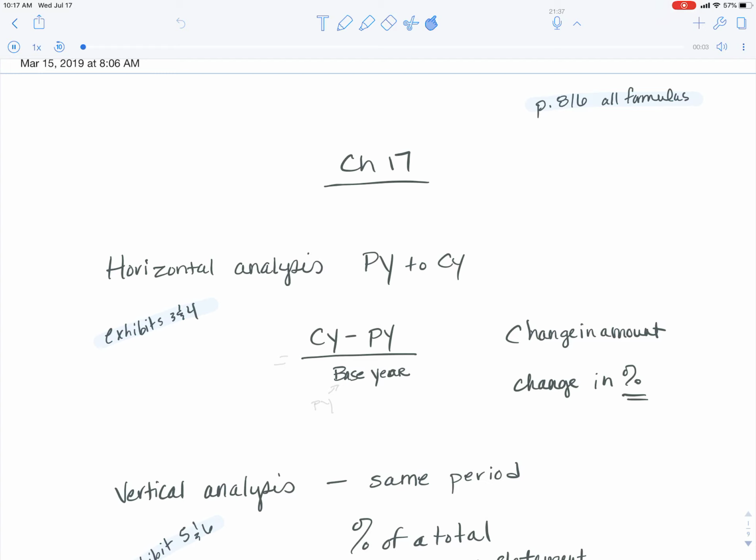So today's lecture is on Chapter 17, and it's going to be probably the shortest of all of your lectures this term because it's all about formulas and financial analysis. So you're really going to have to do the work in reviewing all of the formulas that you'll need to know and working out the practice.